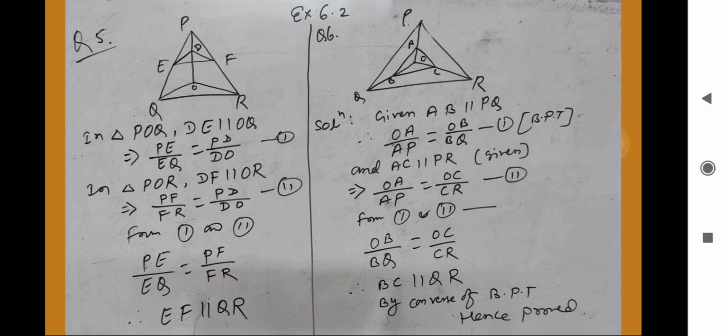This is the second equation. From the first and second, the left hand side is equal, so we equate the RHS of the equations. So we have OB by BQ is equal to OC by CR. Therefore BC is parallel to QR by the converse of the basic proportionality theorem, hence proved.